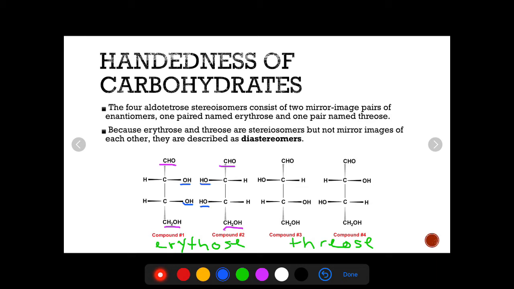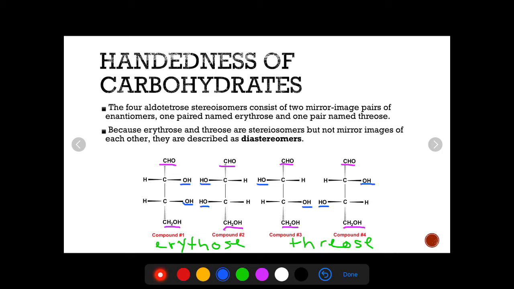So it's an exact mirror image. Okay, same thing over here. We have the aldehydes up here, CH2OH groups down here. But the OH on this one is on the left side. The OH over here is on the right side. And then they're the exact opposite for compound number 4. So 3 and 4 are mirror images of each other. So 1 and 2 are enantiomers, 3 and 4 are enantiomers.